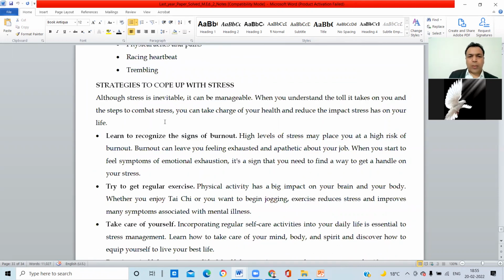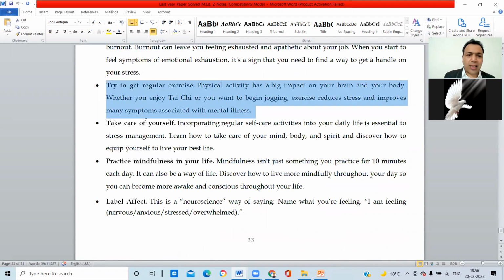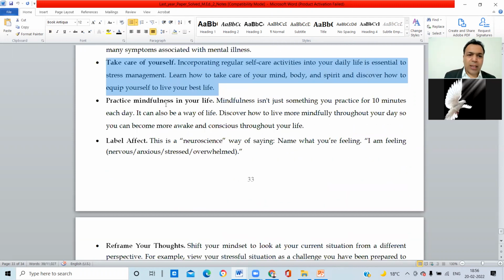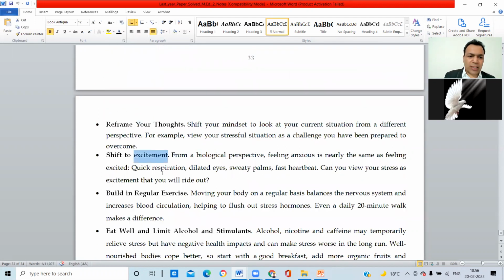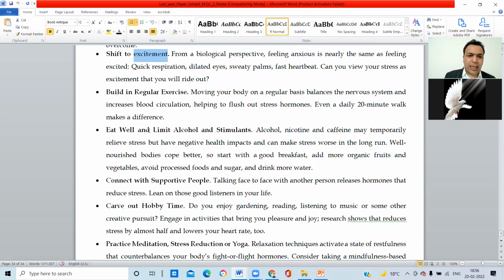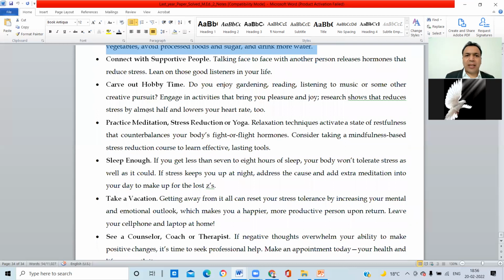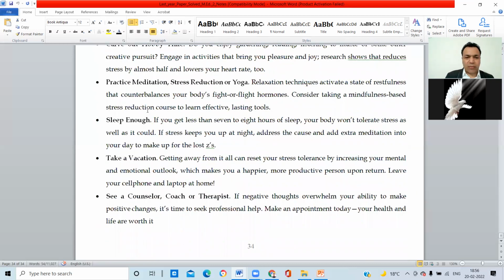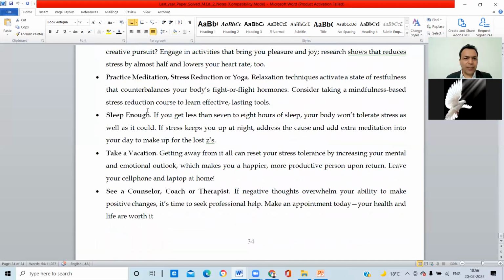Now we have to talk more and more about strategies to cope with stress. These are the points you have to write. Learn to recognize the signs of burnout, try to get regular exercise, take care of yourself, practice mindfulness in your life, reframe your thoughts, eat well, and limit alcohol. These are simple general points, and you can add more by yourself also. What are the strategies to cope with stress?